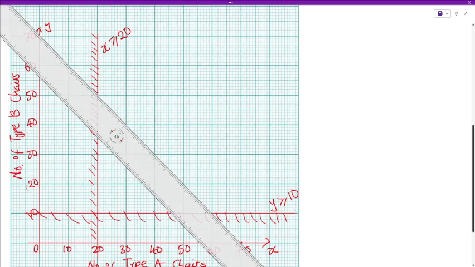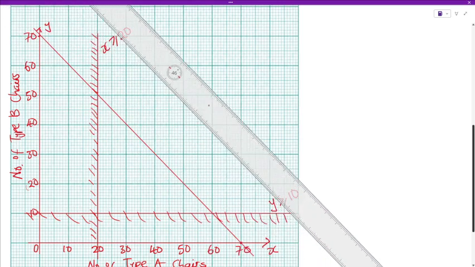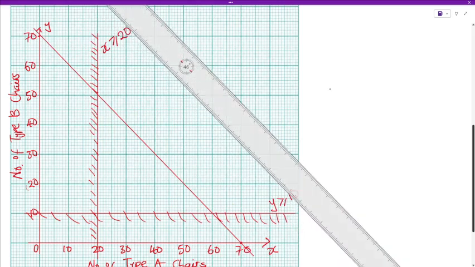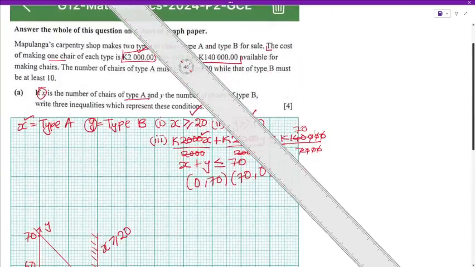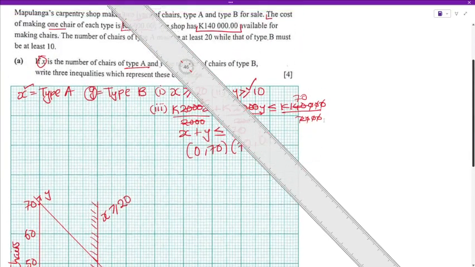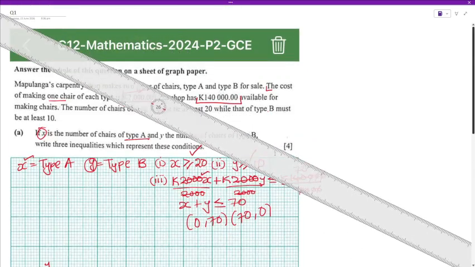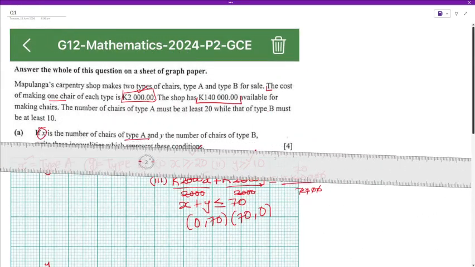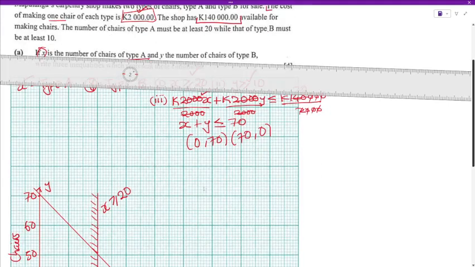So then I draw my line like that. Okay, what is the inequality saying? It says x plus y less than or equal to 70. Just get this guy out of the way. x plus y, this one here, x plus y less than or equal to 70.